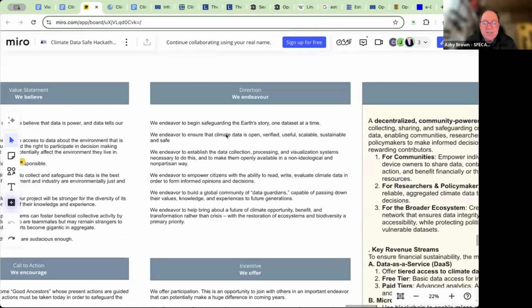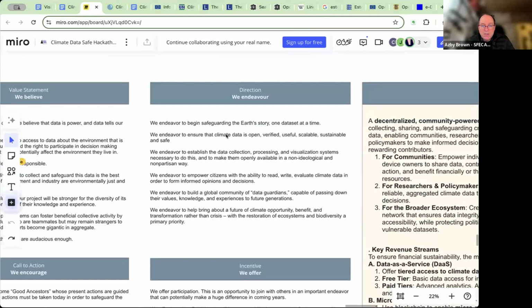We endeavor to begin safeguarding the Earth's story one dataset at a time. We endeavor to ensure that climate data is open, verified, useful, scalable, sustainable, and safe. We endeavor to establish the data collection, processing, and visualization systems necessary to do this and to make them openly available in a non-ideological and nonpartisan way.